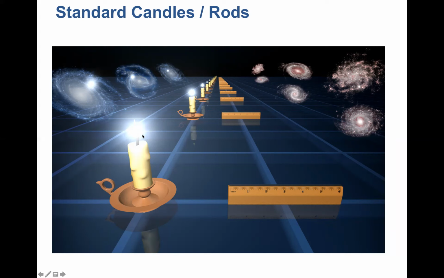And so if we happen to know, let's say there's an object whose brightness, intrinsic luminosity we know for other reasons, we can always measure its apparent brightness, and that will give us the distance to the star. That is the method of standard candles.